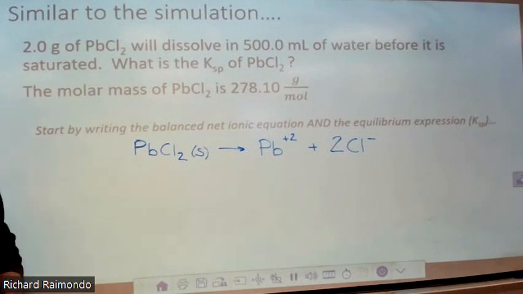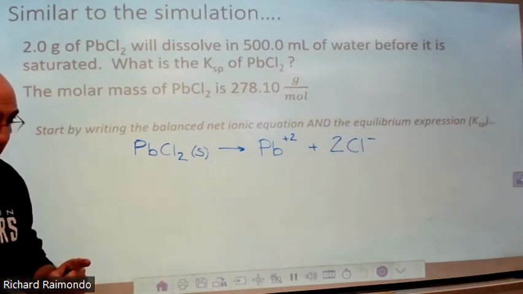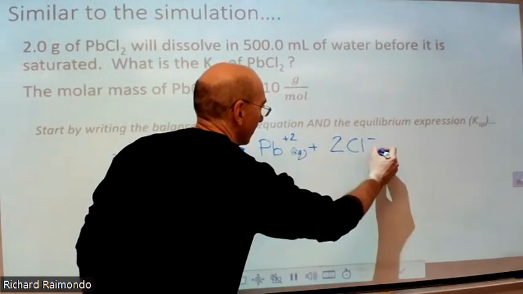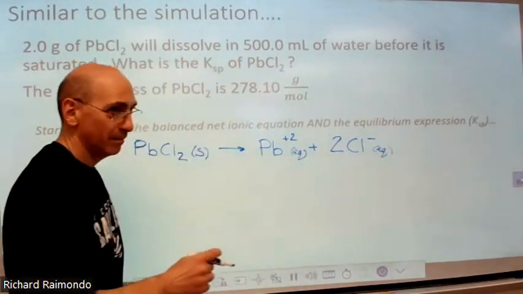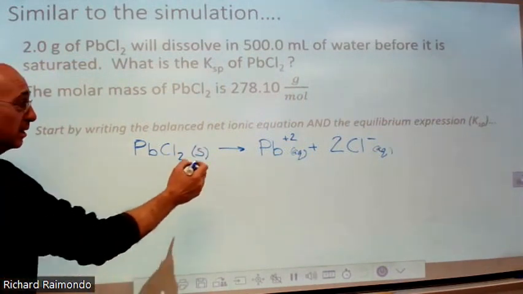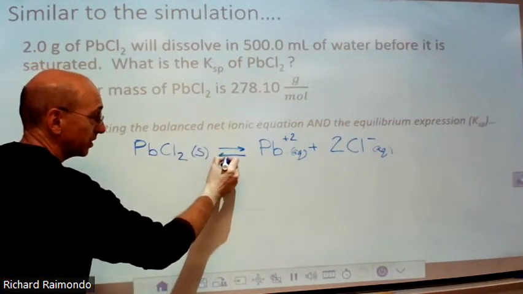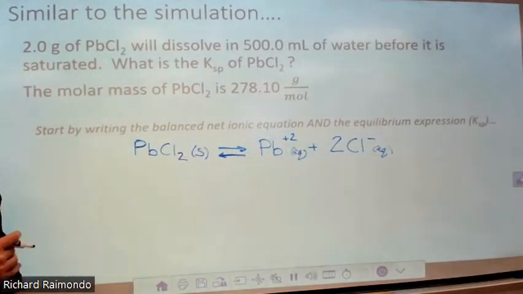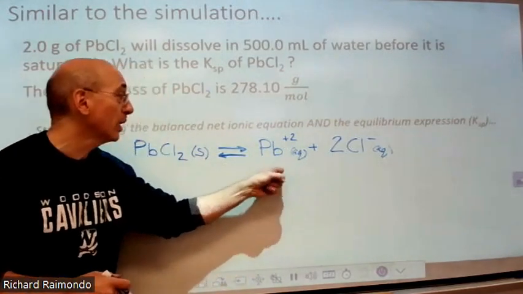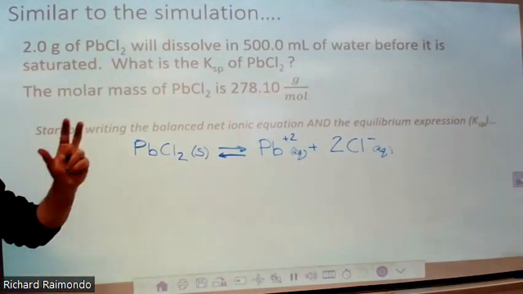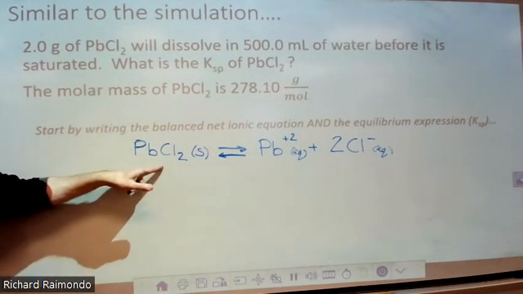All right, what are we missing? These are in solution, so these are aqueous. What else am I missing? This is going one way, but this reaches equilibrium, which means it's a reversible reaction, right? Once this reaches saturation, these ions are turning back into solid, which I hope you saw in the simulation. If you watched closely enough, you saw the ions reforming the solid.